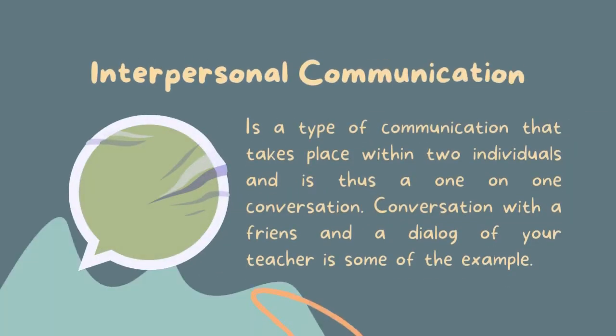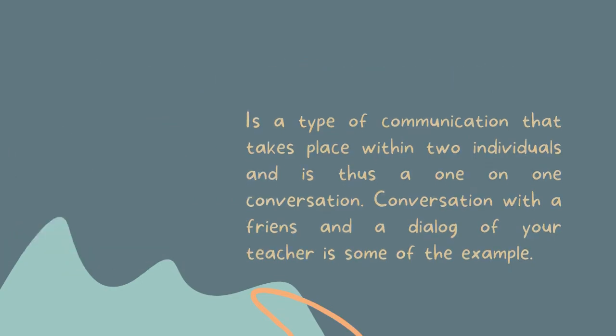Interpersonal communication is a type of communication that takes place between two individuals and is thus a one-on-one conversation. An example of this is a conversation with your friend, a dialogue with your teacher, and an interview with your boss. Now, you have learned about the three types of oral communication. These are the intrapersonal communication, small group communication, and the interpersonal communication.